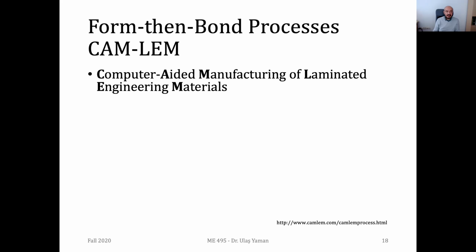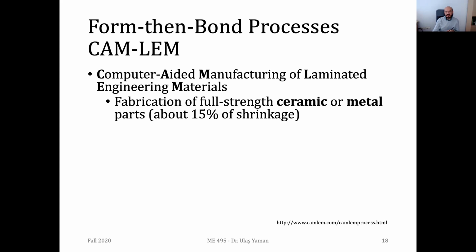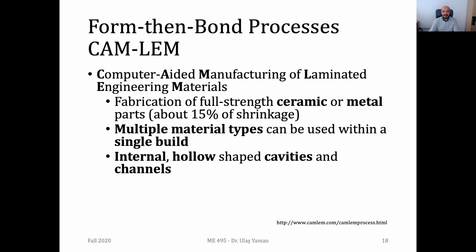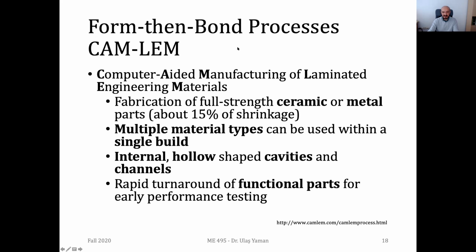Now we have a bit special process called computer-aided manufacturing of laminated engineering materials. And we use it for ceramic and metal parts, but the thing is that they have a quite high amount of shrinkage. And with this approach, we can put different materials on top of each other. For instance, you may have a layer of ceramic and then a layer of metal. It's a nice property. And another advantage is that you can have internal features, like in the case of other form and then bond processes.